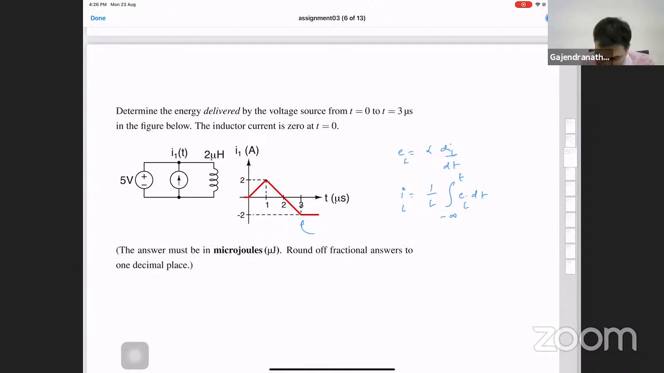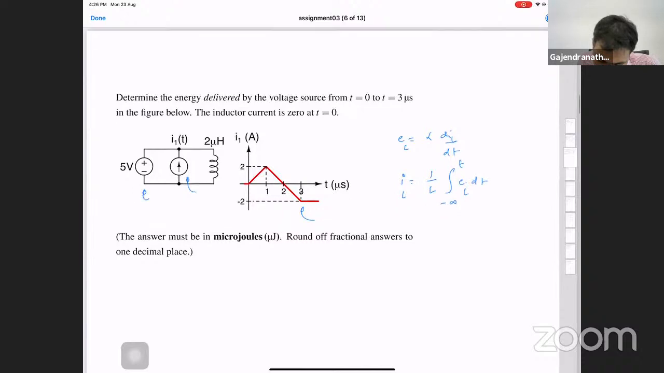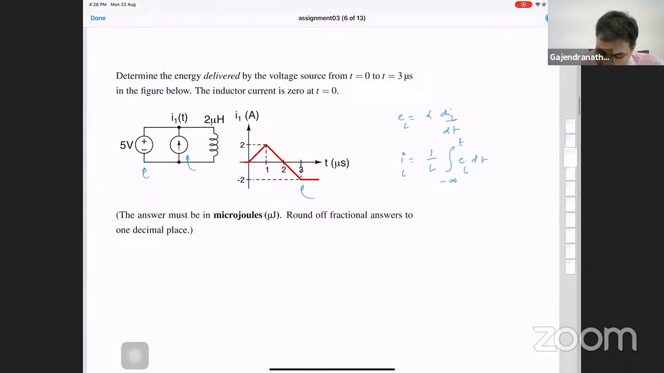Now, the question here is, already the current source is giving some current, the profile is given, right? So there is no problem. First what we have to do is find the current which is going into the inductor, right? If we know the current which is going into the inductor, then we can find the energy delivered by the voltage source also accordingly. Okay.